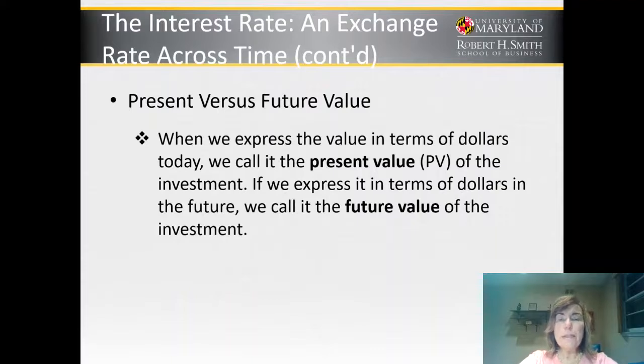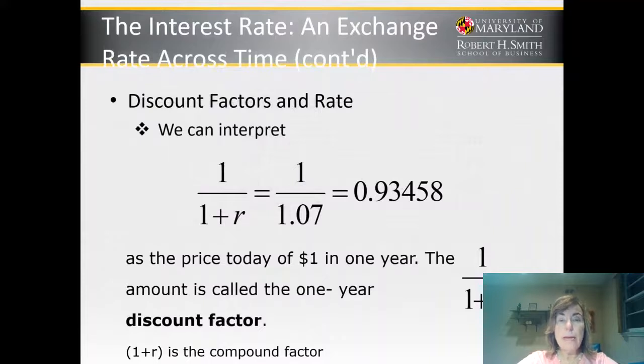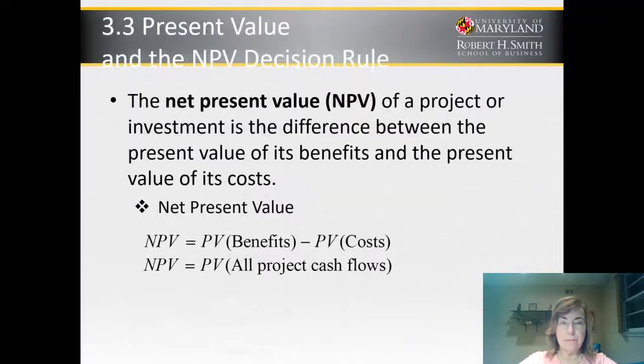When we express the value in terms of dollars today, we call it the present value. If we express it in terms of dollars in the future, we call it the future value. And we can take that 1.07 and divide it: 1 divided by 1.07 gives us this discount factor of 0.93458. 1 plus 0.07 is our compounding factor.